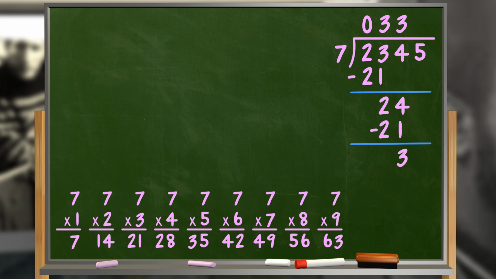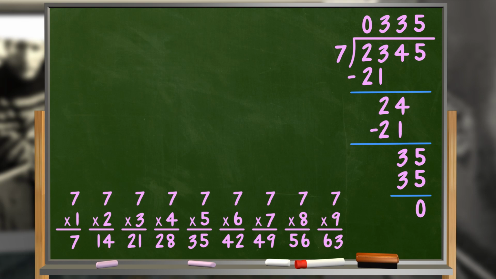And we do the cycle over. 7 into 3, I cannot do. I need help. I go to the ones column. I bring down my 5. 7 divided into 35. Let's look at our chart. 7 times 5 is 35. 5 times 7 is 35. 35 minus 35 is 0.